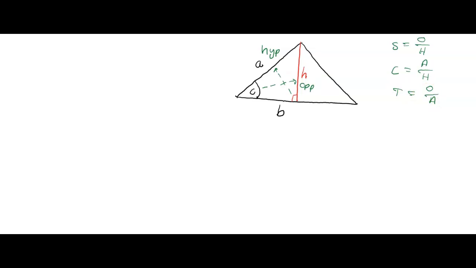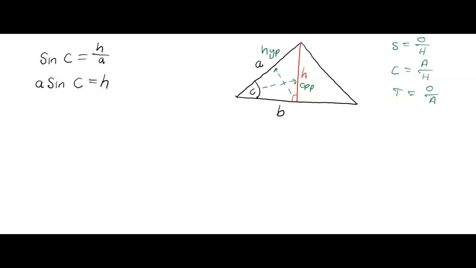Okay, so if we're trying to find what H is here, we know that we're using opposite and hypotenuse, so we're going to use sine C is equal to H over A. If we're trying to find what H is, we're going to multiply across by A. So we know that A sine C is equal to H, okay?